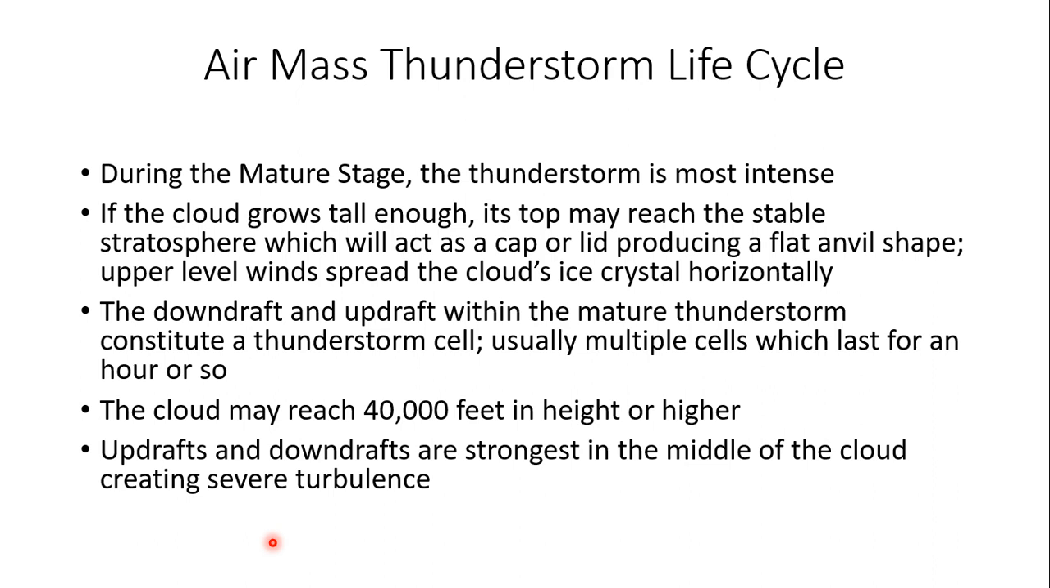The downdraft and the updraft within that mature thunderstorm constitute what's known as a thunderstorm cell. You'll hear the TV meteorologists talk about cells, thunderstorm cells developing. And usually you'll see multiple cells which last for about an hour or so. And during the mature stage, the cloud may reach as high as 40,000 feet in the atmosphere. Updrafts and downdrafts tend to be the strongest in the middle of the cloud, and this creates an area of severe turbulence. This is an area where pilots want to avoid.